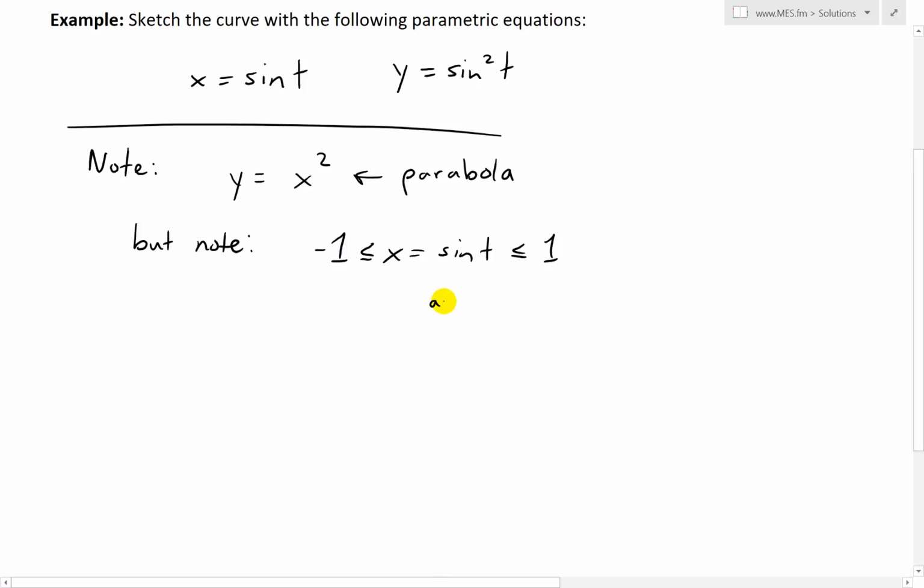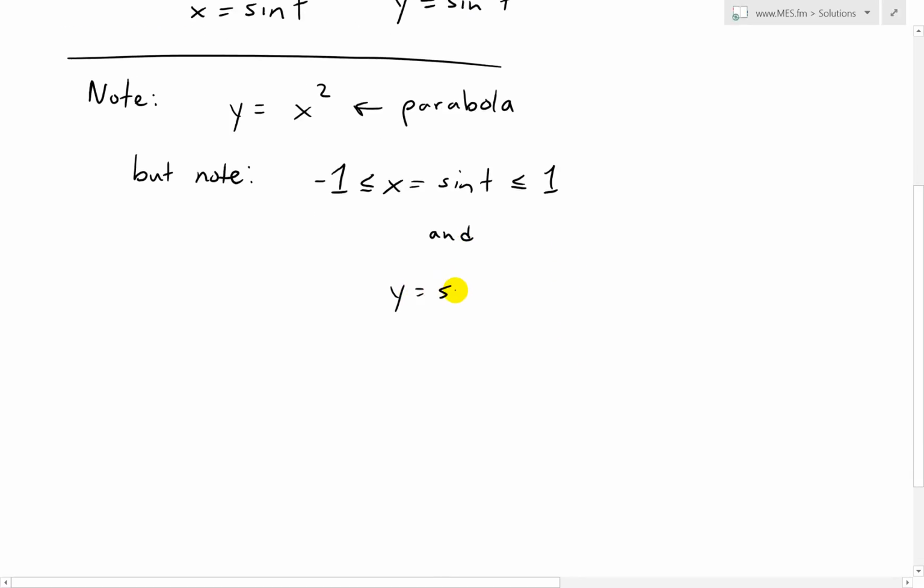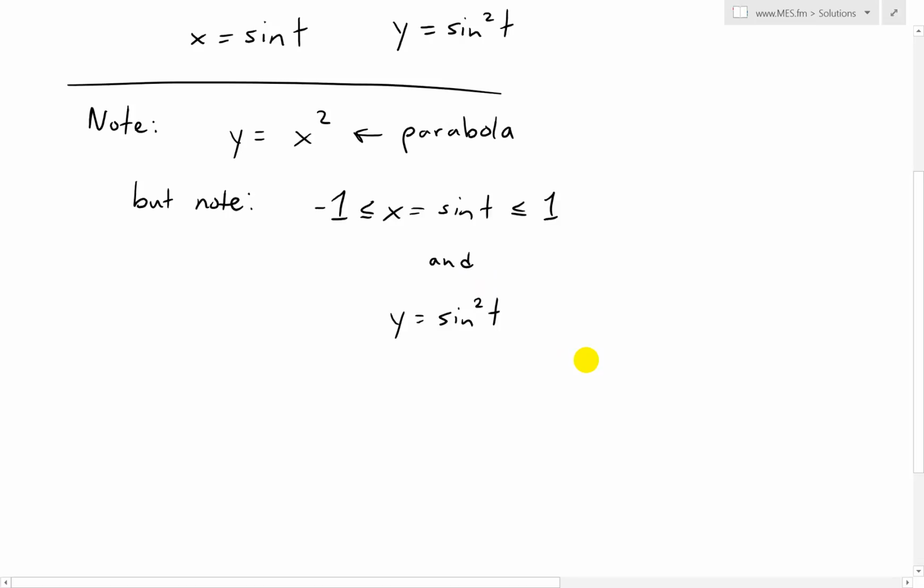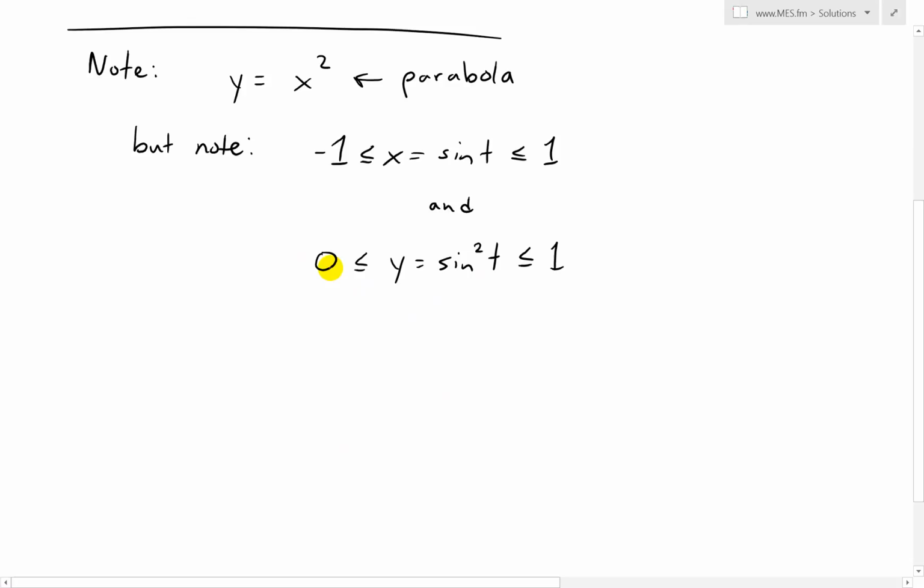And for the y function, we have y equals sine squared of t, which is the same thing as x squared. The highest value here is 1, and when we square it, we still have 1. The lowest value of sine is -1, and when you square it, it's +1. But sine goes from -1 to 1 and crosses 0, so y is greater than or equal to 0. So y's lowest value is 0, its highest value is 1. For x, it's -1 and 1.